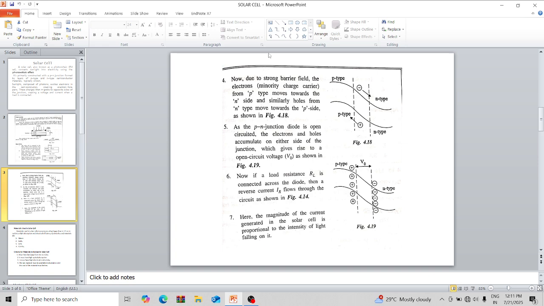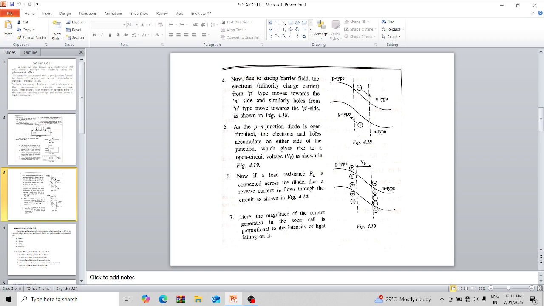Now, due to the strong barrier field, the electrons from the p type move towards the n side and similarly holes from the n type move towards the p side. That is, minority charge carriers from both the regions move to the other side. Here, electrons from p type move towards n type, holes from n type move towards p side.